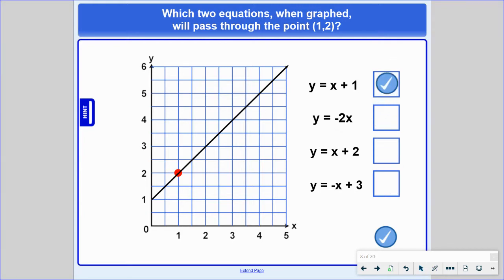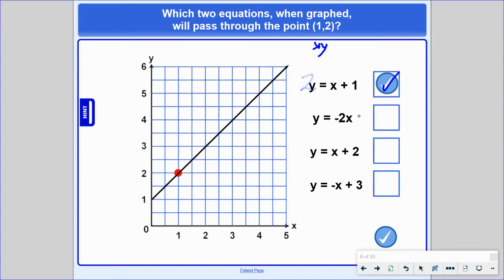So the first equation is going to be y equals x plus 1. That one does go through the point (1, 2). And to be clear, I could have realized that by substituting a 1 in for the x value and a 2 in for the y value. 1 plus 1 is clearly 2. Yep, that's true. All right, let's keep going.